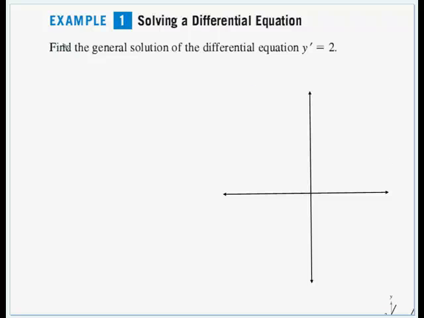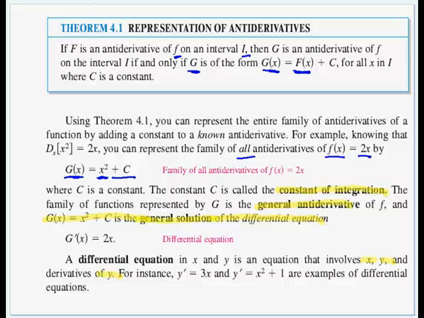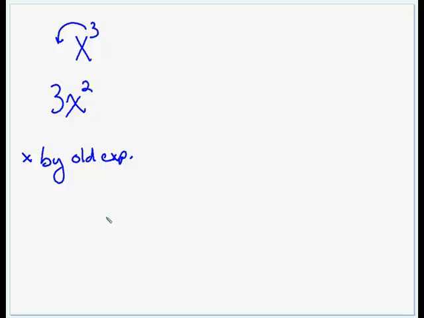Let me just back up real quick. When we derived x to the third, the steps to get our derivative were that we brought our exponent down and multiplied, 3x, and then we dropped our exponent by 1 power. So we multiplied by the old exponent and dropped the power by 1.